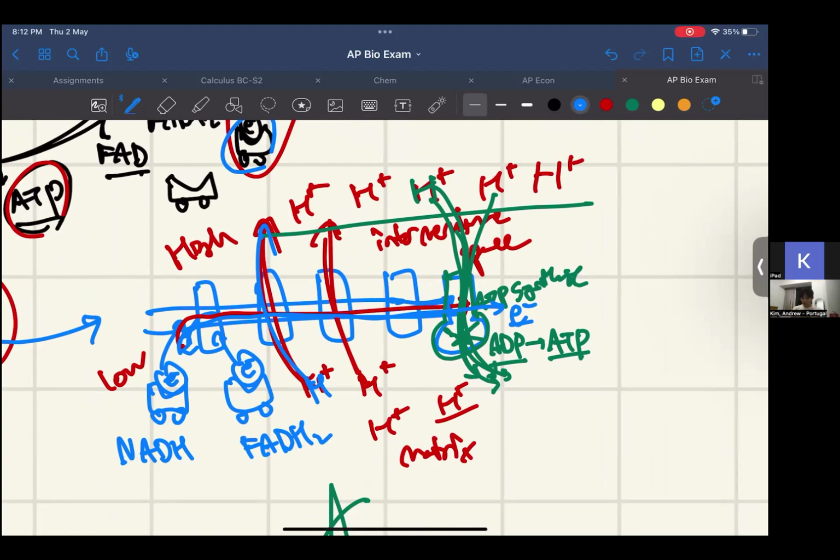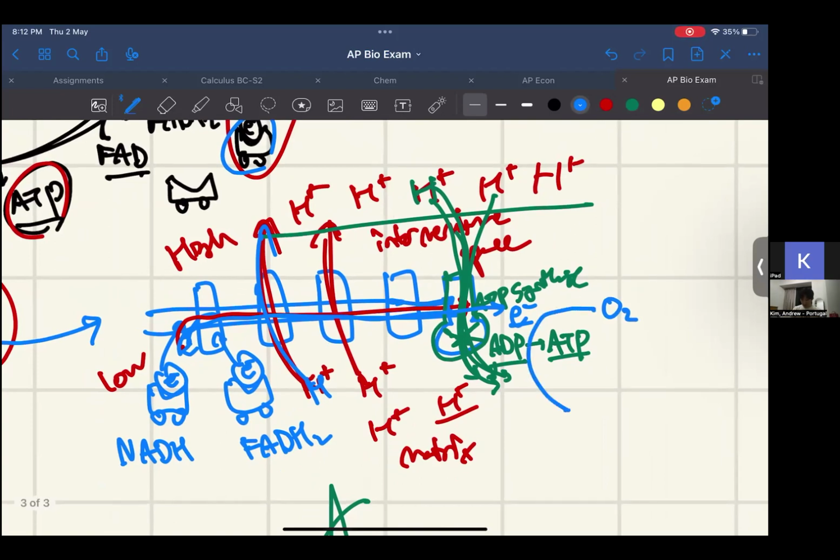What's going to happen over here is O2 will come up. It's going to combine with E minus and finally turn into H2O. That is why O2 is required in cellular respiration. Without O2, these used E minuses, electrons, will be left in our body and ultimately kill us.